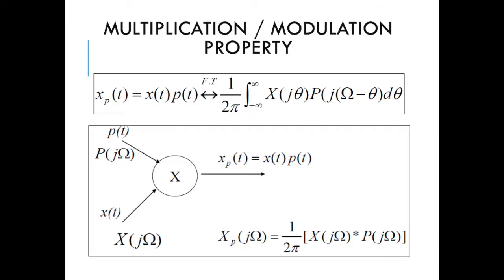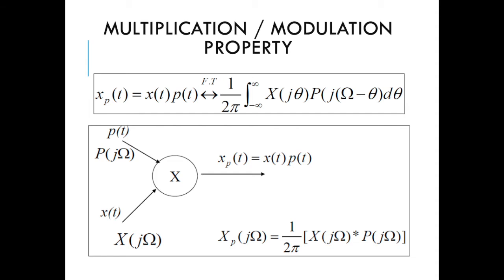Next we have the multiplication or modulation property. In time domain we multiply, for example, the input and h, our impulse response. When we multiply in time domain, in frequency domain what happens? We transform: multiplication becomes convolution, and convolution becomes multiplication. In this case we multiply, so in frequency domain we need to convolve.